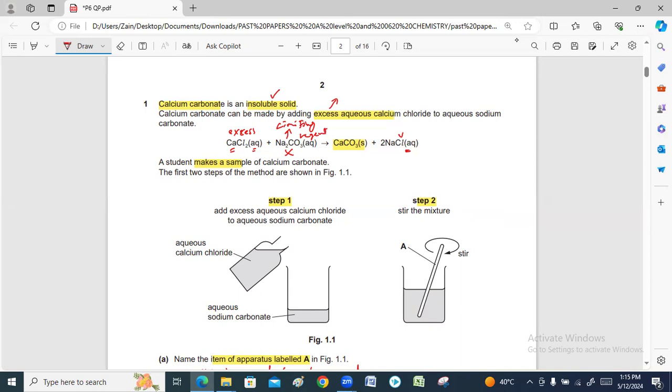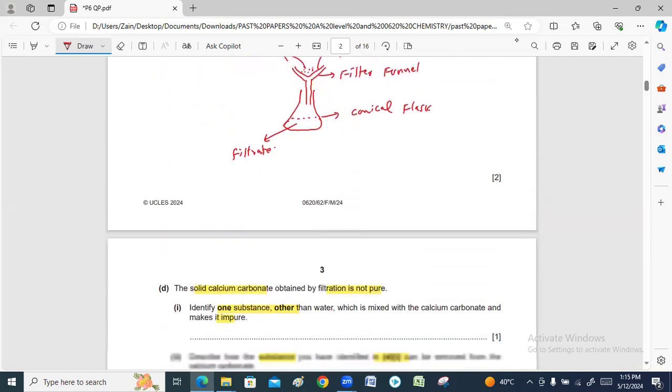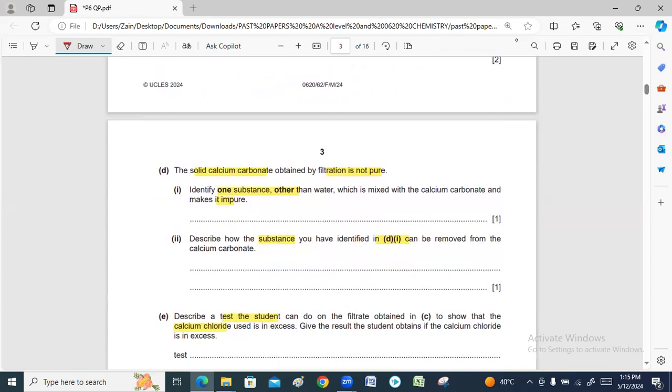You can't write the name of sodium carbonate because sodium carbonate is a limiting reagent and it is used completely. So identify one substance other than the water which is mixed with the calcium carbonate and makes it impure. You may write calcium chloride. This is used in excess, and one of the products which is formed along with the calcium carbonate is sodium chloride. Describe how the substance you have identified in D1 can be removed from the calcium carbonate.